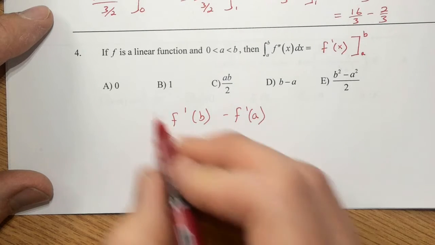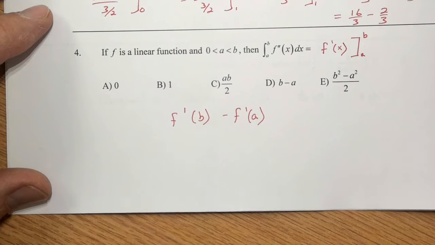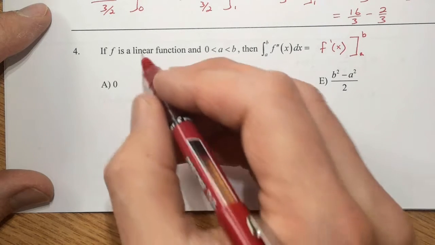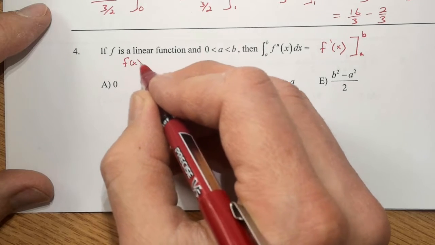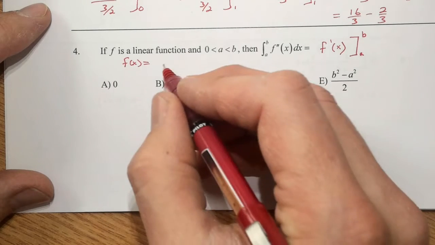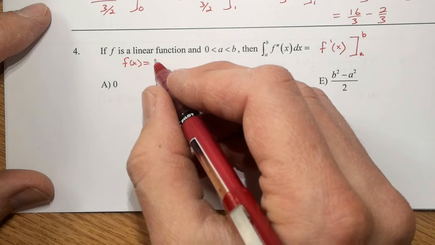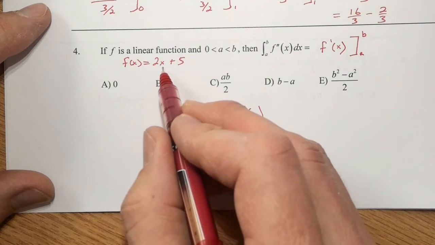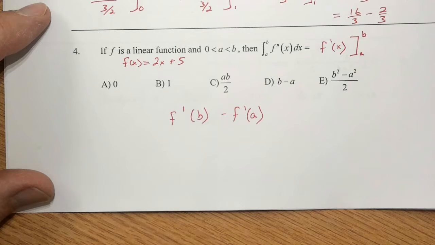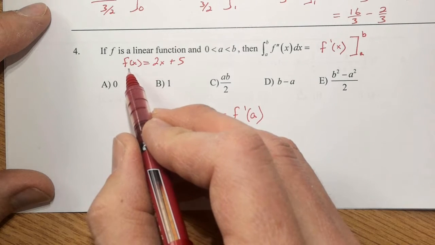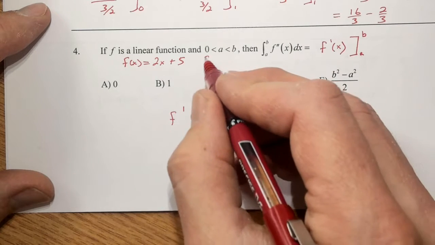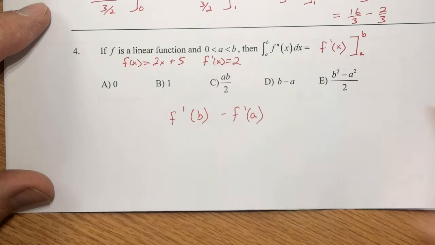Now we're told that f is a linear function. I'm not told exactly what it is, but it's just some linear function. So we can just say f of x equals whatever. You can do mx plus b. You can put in some numbers, like 2x plus 5. It doesn't really matter what you have there, as long as you have a linear function, which means the degree is 1. Well, if f of x is 2x plus 5, what's f prime of x? F prime of x would just be 2.